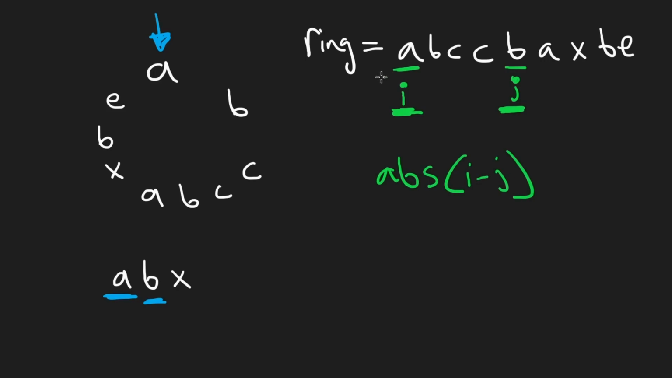Okay, now what about going the other way? What about going here and then going to the character? That's a little more annoying to compute. The easiest way to do that would just be to, first of all, look at it.